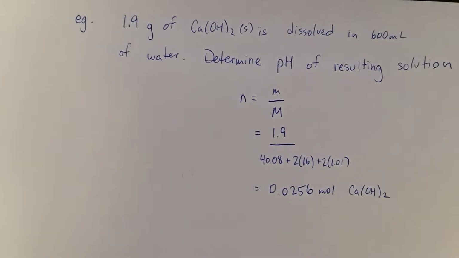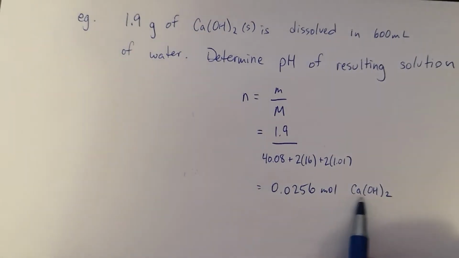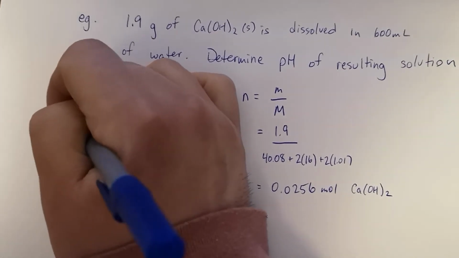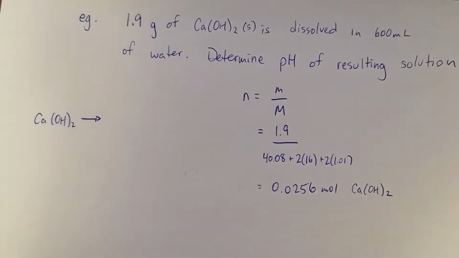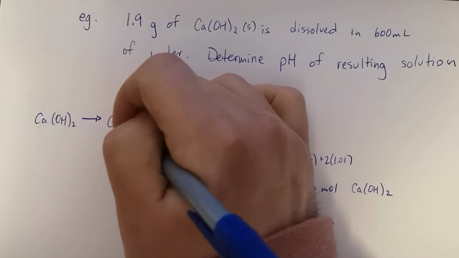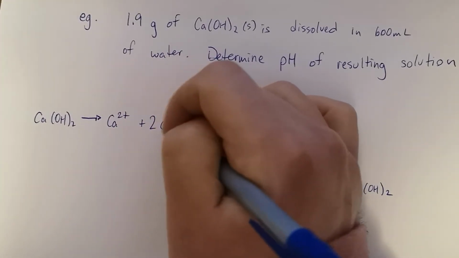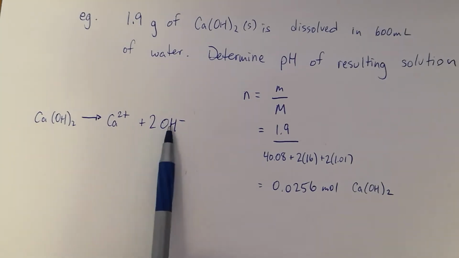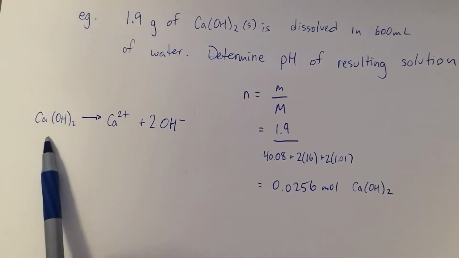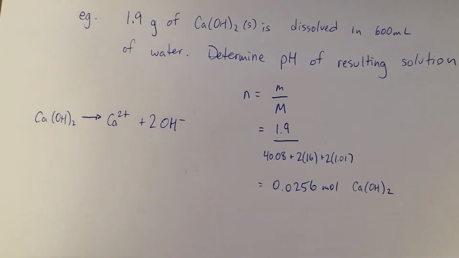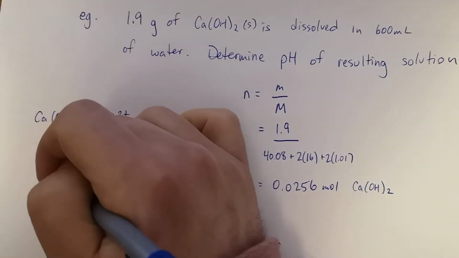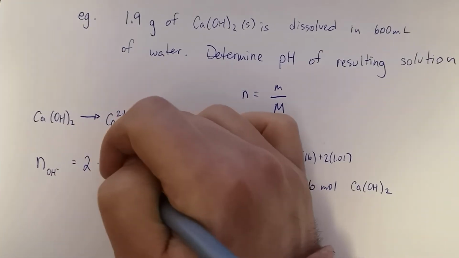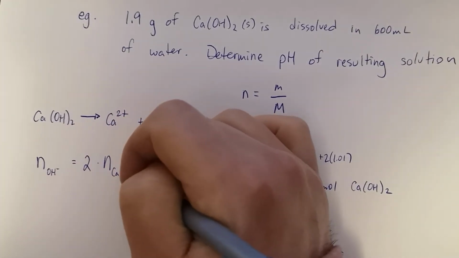Maybe you would have after finding concentration, but this calcium hydroxide, when we dissolve it into water, is going to become calcium ions and 2 hydroxide ions. So that means that the number of moles of hydroxide is double the number of moles of calcium. So I'm going to deal with that right now. I'm going to say the number of moles of hydroxide equals 2 times the number of moles of calcium hydroxide.